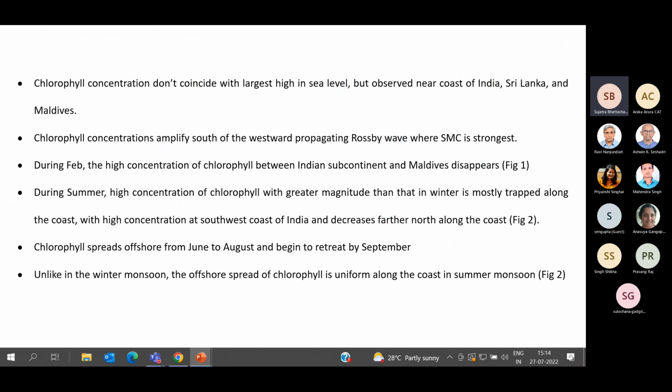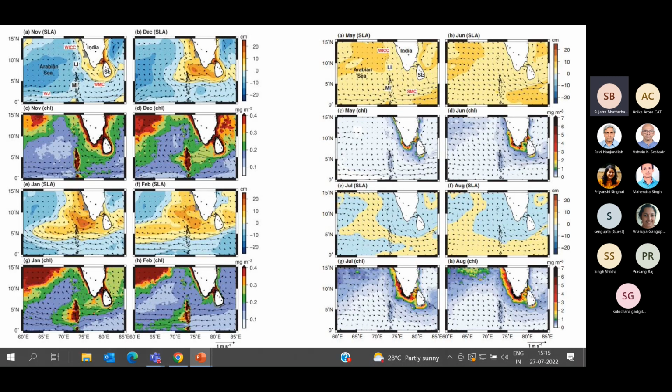The chlorophyll spreads offshore from June to August and begins to retreat by September. This is also one of the observations. And unlike in the winter monsoon, the offshore spread of chlorophyll is uniform. As we can see in this second figure, the offshore spread is uniform as compared to this scenario in the winter monsoon.